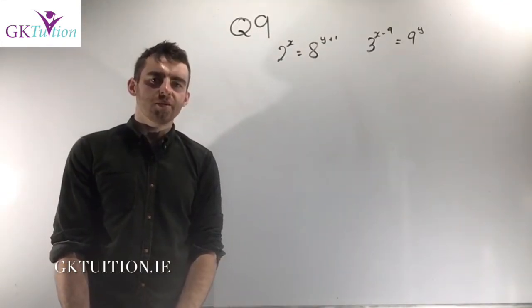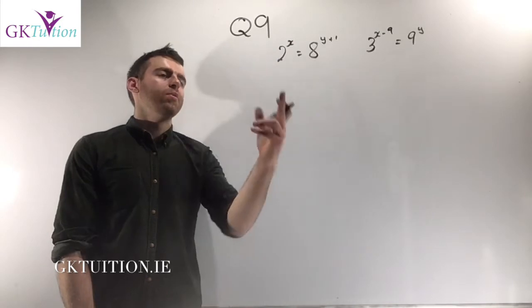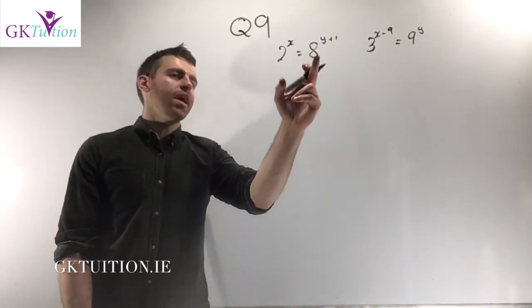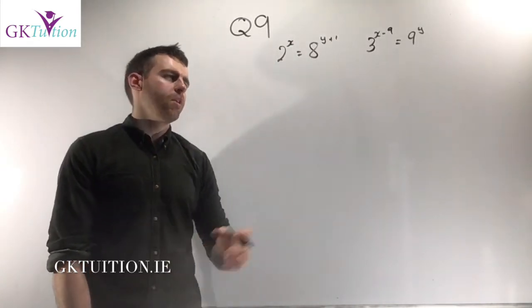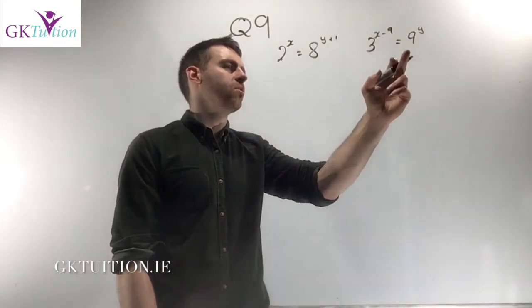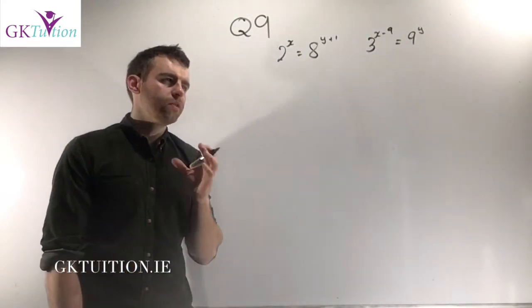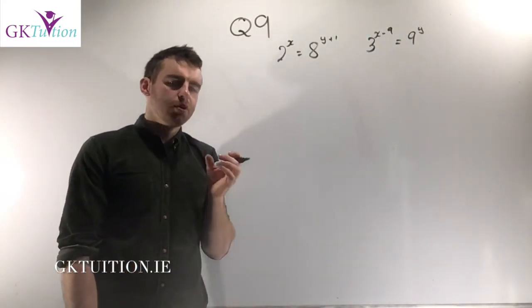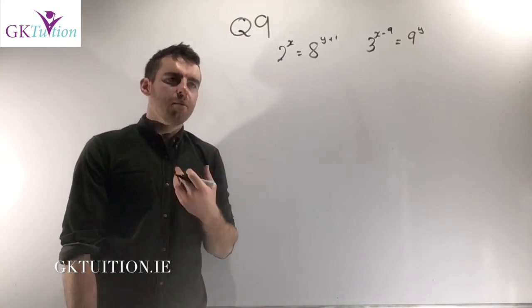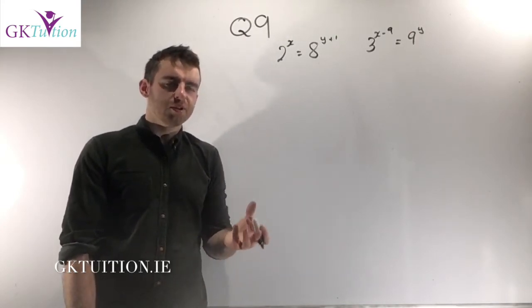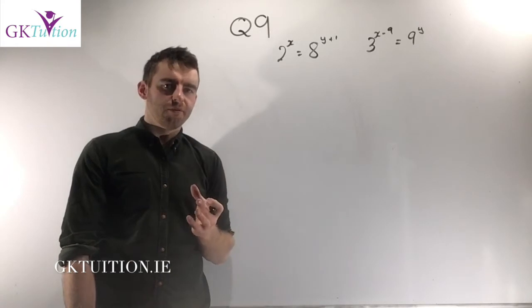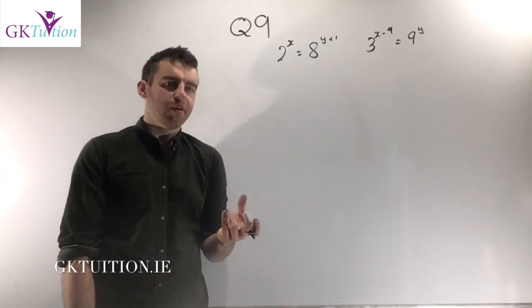Okay, in question 9 we had a simultaneous equation. We've 2 to the power of x equals 8 to the power of y plus 1, and we've 3 to the power of x minus 9 equals 9 to the power of y. We've two equations and two unknowns, which means we can solve for x and y. But obviously the problem is that there's powers involved here, and so my first goal needs to be to eliminate the powers.